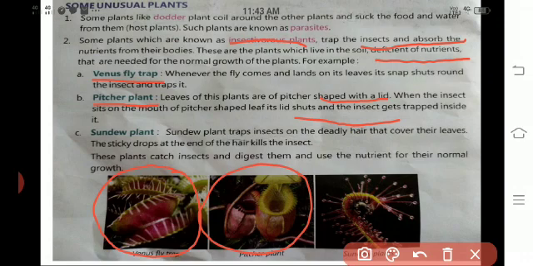Okay. Next one is the sundew plant. The sundew plant traps insects with the sticky hairs that cover its leaves. You see the picture here. The sticky drops at the end of the hairs kill the insect. So these plants catch insects, digest them, and use the nutrients for normal growth.